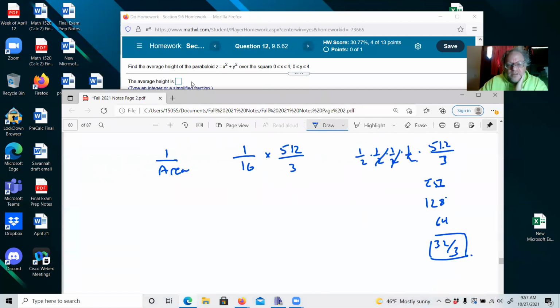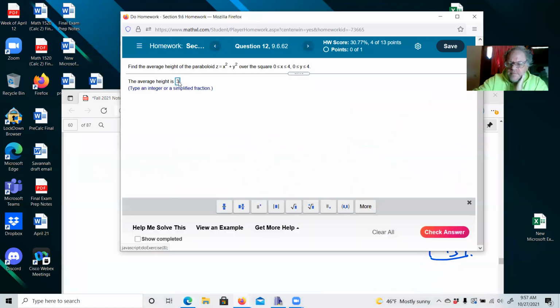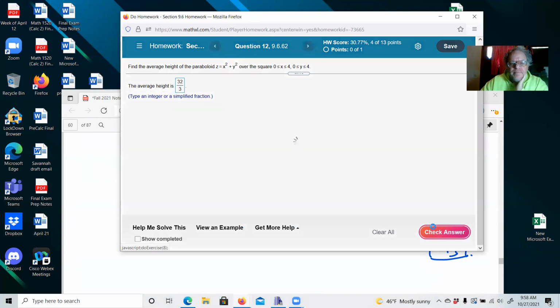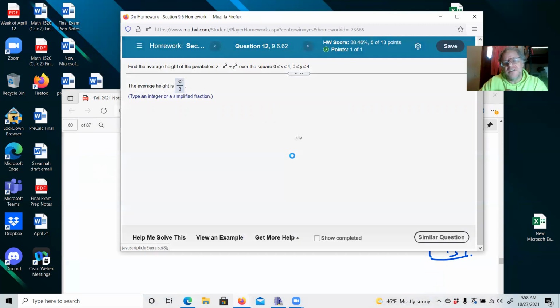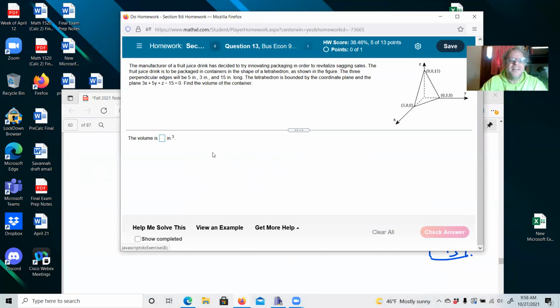So what is that? It's 32 thirds. Right, we did all our halves correctly. If you plugged it into the calculator, I have no objection. Okay, it's fine. Okay, so again, not a bad problem. I would certainly give you the average value is the 1 over area times that double integral. Okay, so don't worry about trying to memorize that formula.